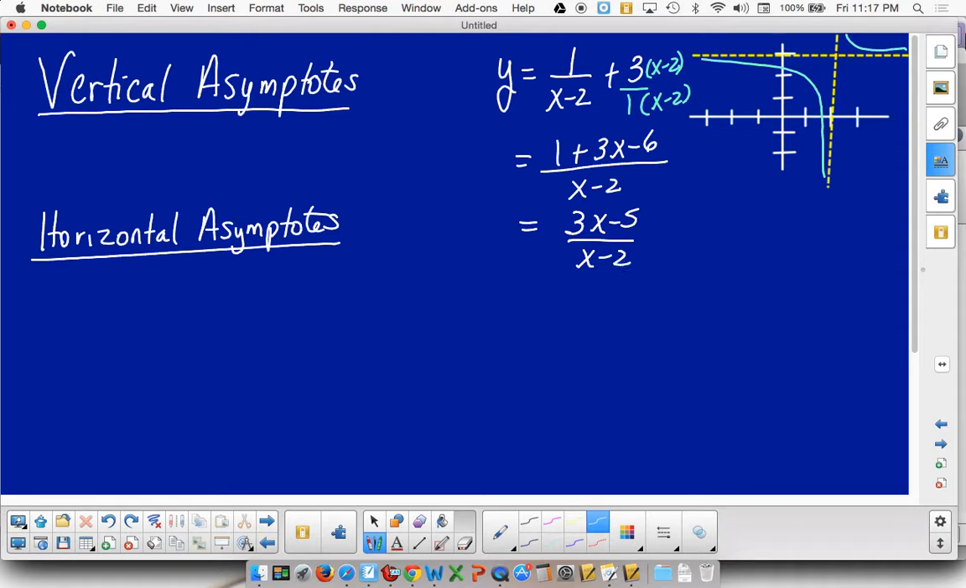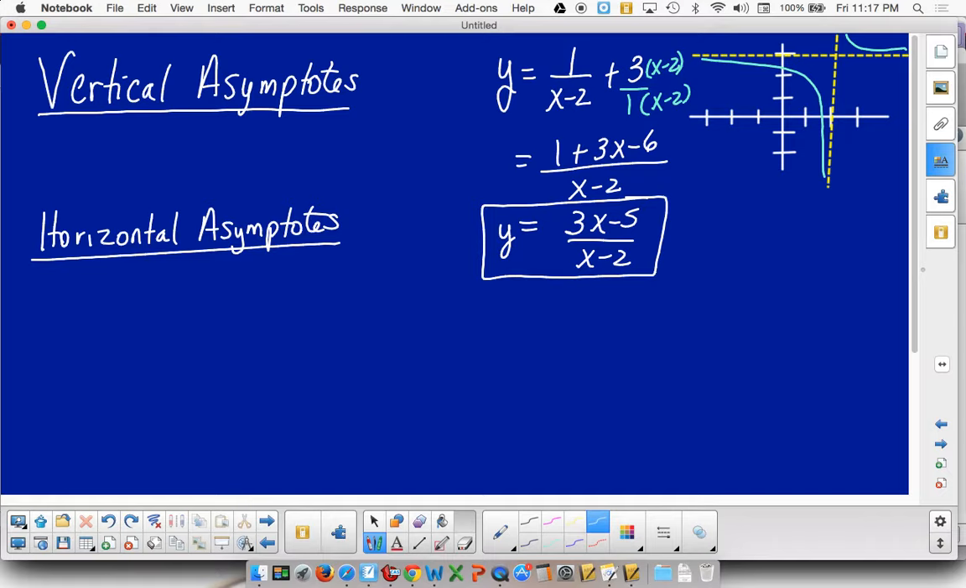Don't worry, you aren't going to have to do this. This is the form they are going to give you to start with. They're going to give you a function like that and say, okay, tell me where's the horizontal and the vertical. Okay, we already know, we just figured out, that this one has a vertical at 2 and a horizontal at 3. The question is, how do you look at it in this form to find it?